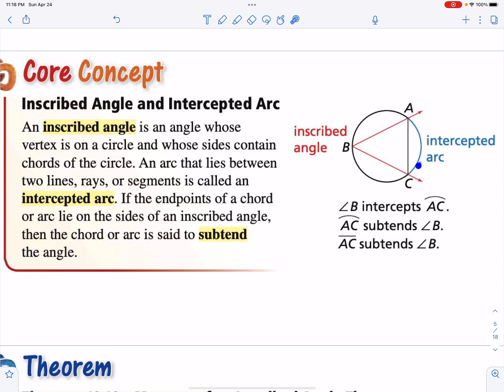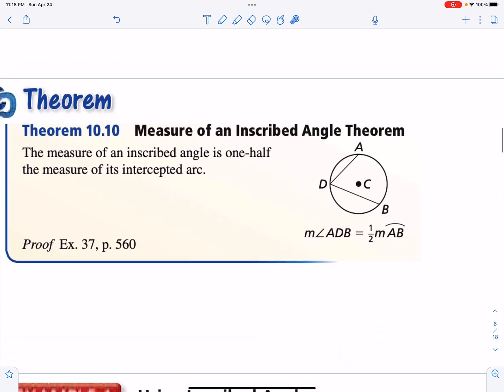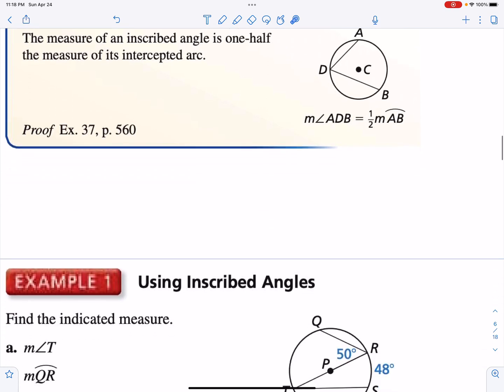It says AC subtends angle B, so it's created from angle B. And AC is also created from angle B. So subtend just means that it's created from that inscribed angle. So kind of our big idea here for today is that if we have an inscribed angle, the measure of the arc is double the measure of the inscribed angle. So if we know this angle, we know this arc is double that, basically.